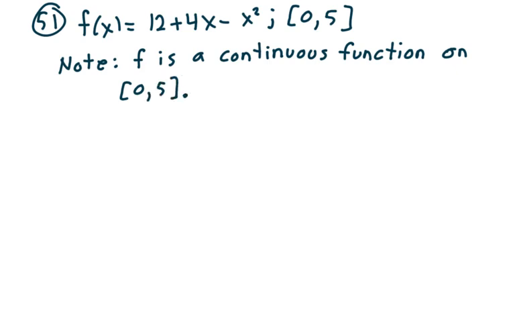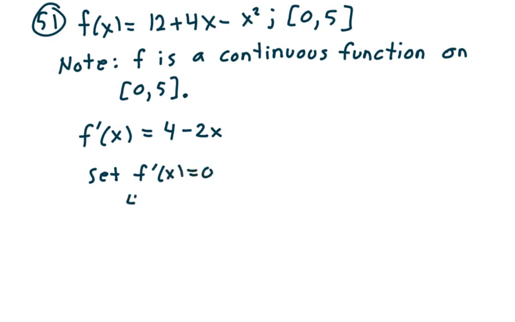Now, here's how this problem works. I'm going to take the derivative, and that's going to be 4 minus 2x. And I'm going to find critical numbers, right? So I'm going to set f prime of x equal to 0. So 4 minus 2x is equal to 0. Subtract 4 on both sides, and we get negative 2x equals negative 4. Divide both sides by negative 2, and we get x equals 2.